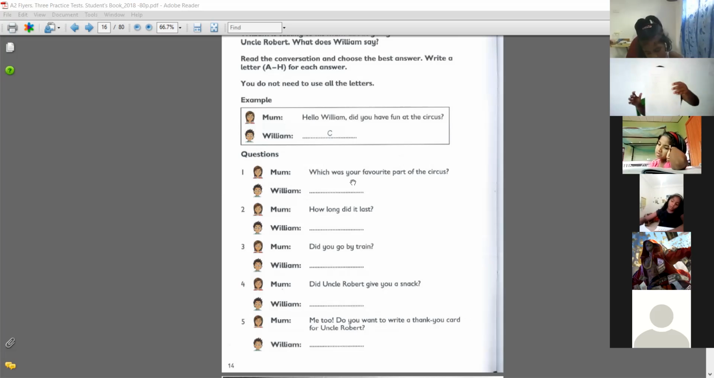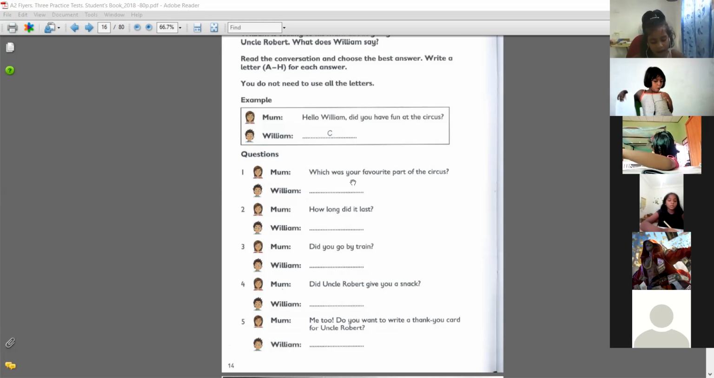Which was your favorite part of the circus? I liked the clowns best because they were so funny. Okay. How long did it last? It started at 12 and finished at 3. Okay. Did you go by train? No, we went by bus. Did Uncle Robert give you a snack? Yes, he did. I had chocolate biscuits. I love chocolate. Yes, that should be chocolate. Say it again. Chocolate. Okay. Me too. Do you want to write a thank you card for Uncle Robert? Yes, that's a good idea. I'll do it now. Okay, all right. Okay, then Malisha.